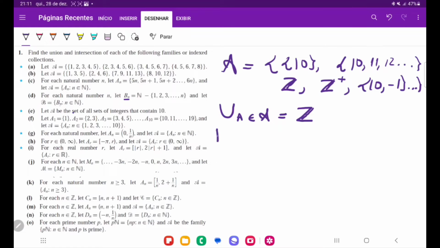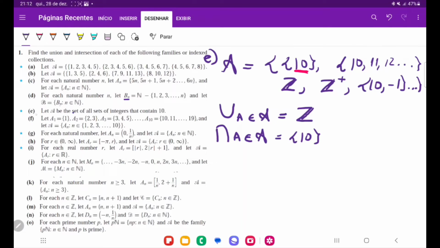What about the intersection? Well, the intersection, what is the one thing that they all have in common? It's the set containing just the element 10, right? Like that is the smallest set that could be contained in this family. And that is it for item E.